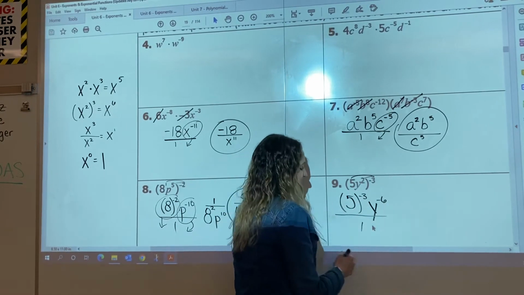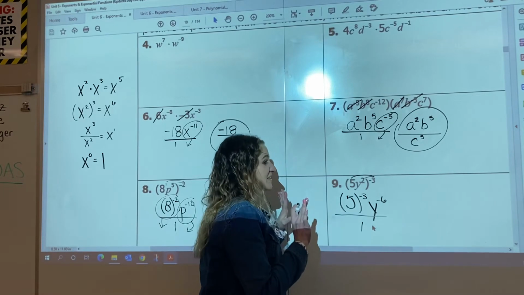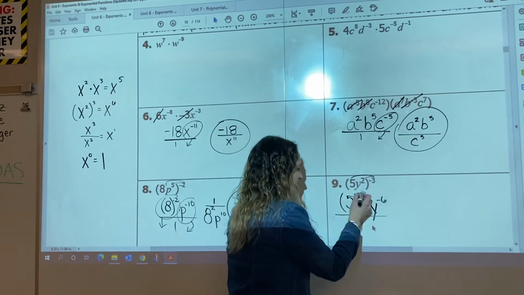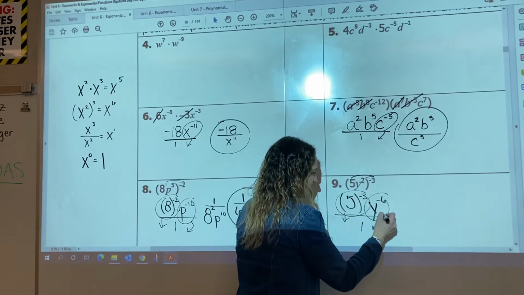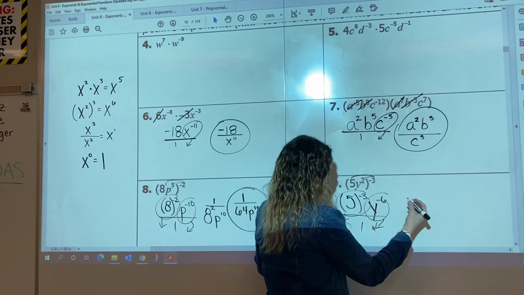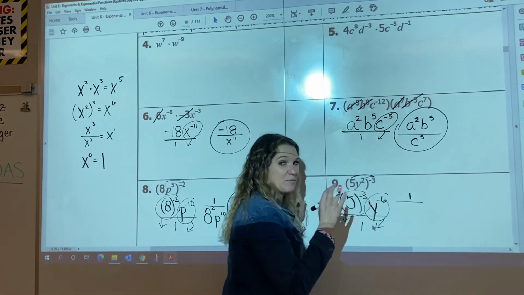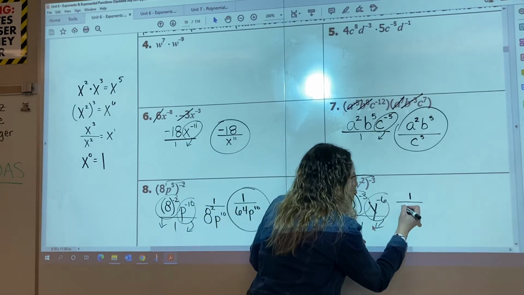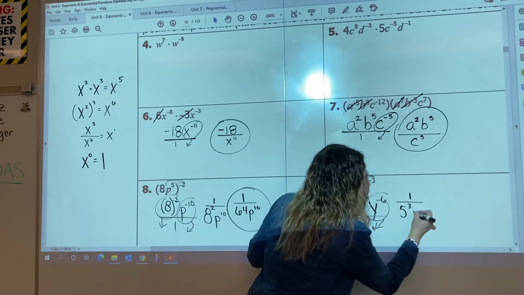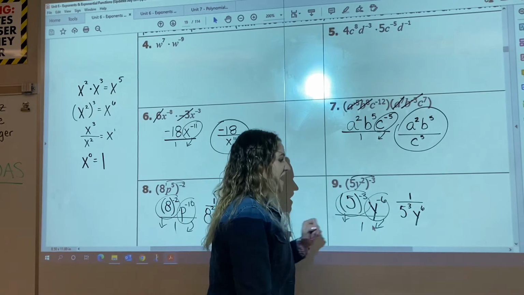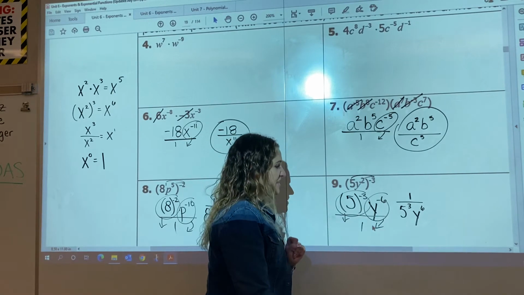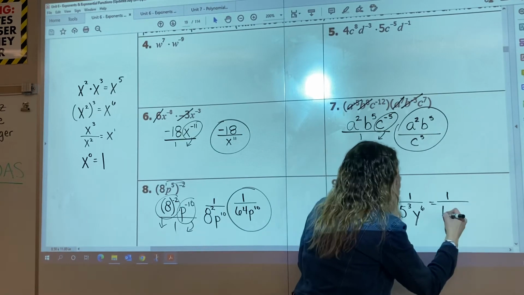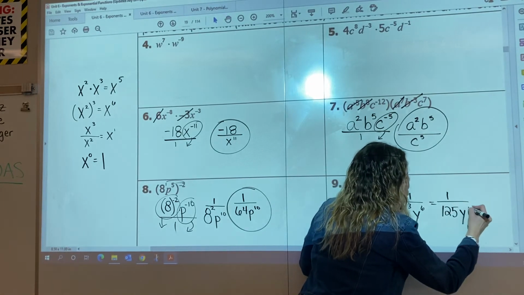I don't like negative exponents. I need to move them away. If they're on the top, on the bottom, I need to move them somewhere else. This guy's going down. This guy's going down. We have 1 on the top. Again, that's just keeping my placeholder for me since everything else is going to be in the denominator. Then I'll have 5 cubed y to the 6th. I do want to simplify the 5 cubed, and I believe that 5 cubed is 125. So I'll end up with 1 over 125 y to the 6th.